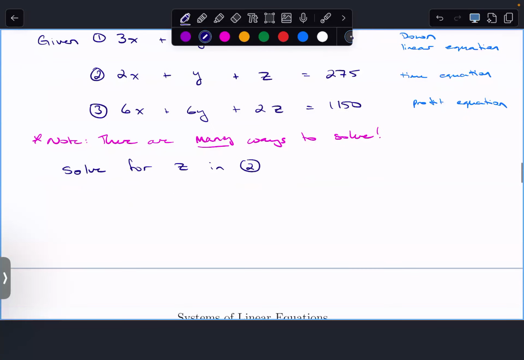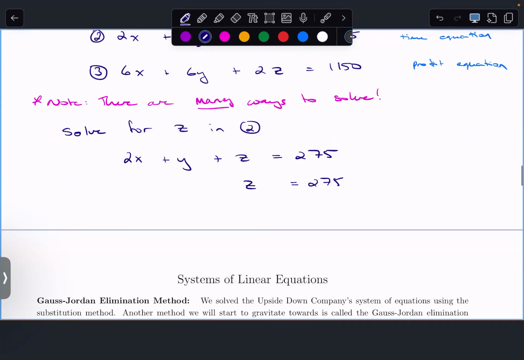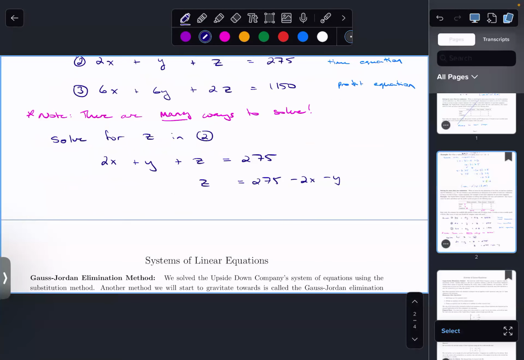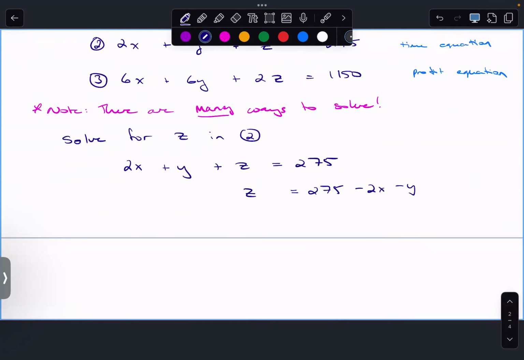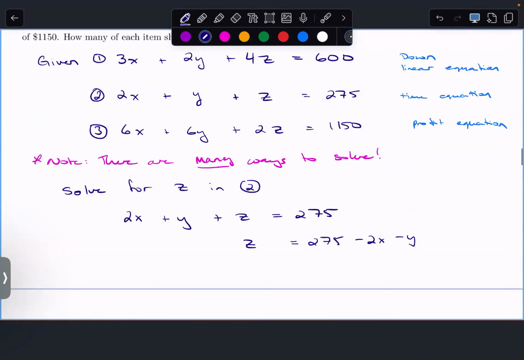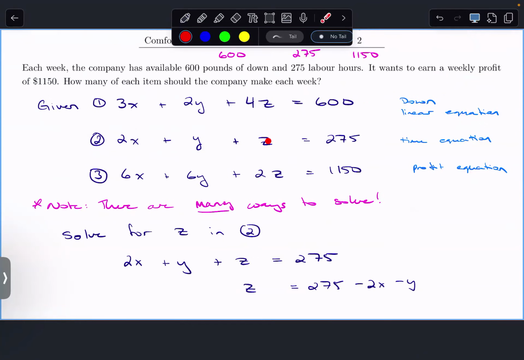So I have 2x plus y plus z is 275. So z is 275 minus 2x minus y. I'm going to need another page. Now I'm going to substitute that. I grabbed this z and I'm going to substitute it into here and here, so equations 1 and 3.